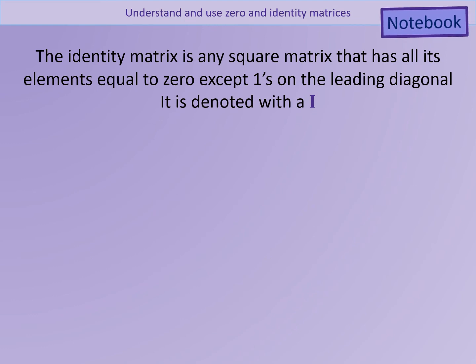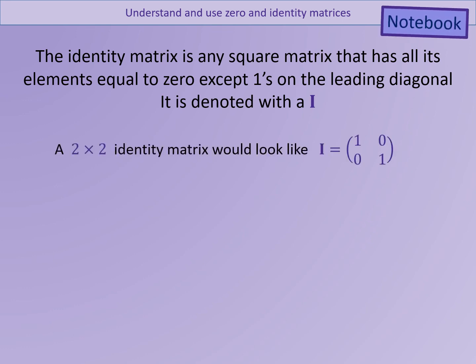Okay, and the last thing for today's lesson is to look at something called the identity matrix. This is a square matrix where the leading diagonal is made up of 1s and all of the other elements are 0s, and it's denoted with an I. So if we have a 2 by 2 identity matrix, it would look like this.